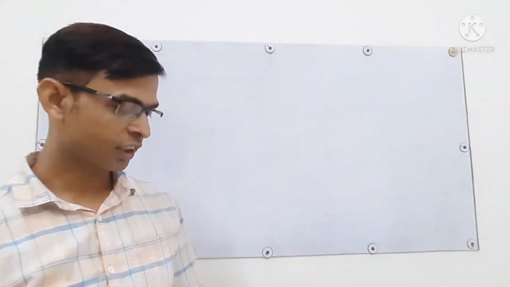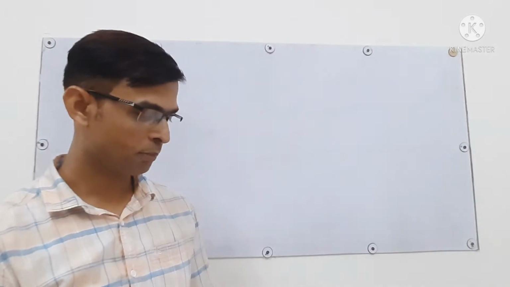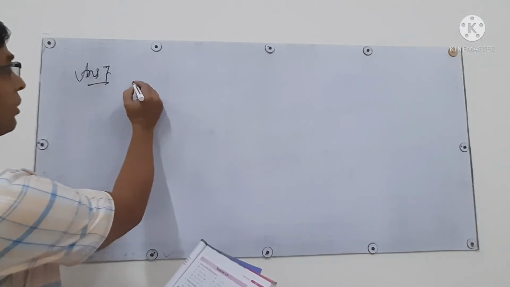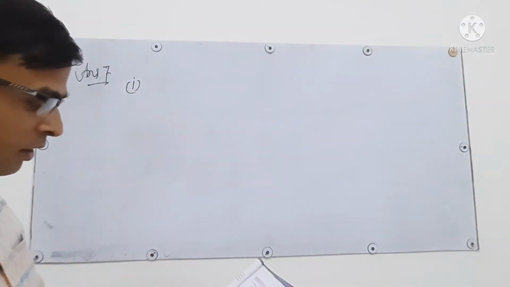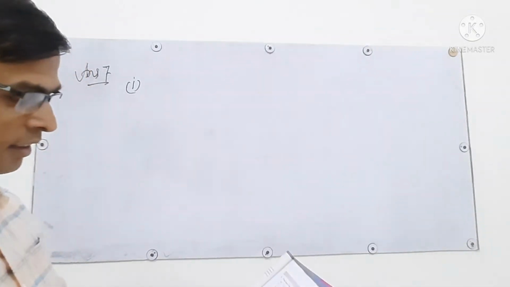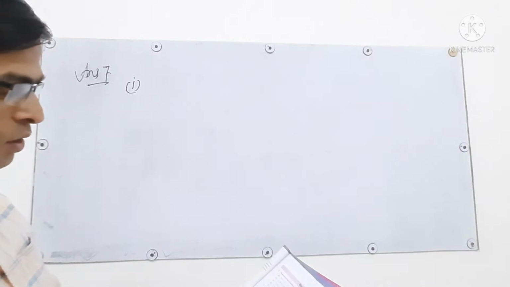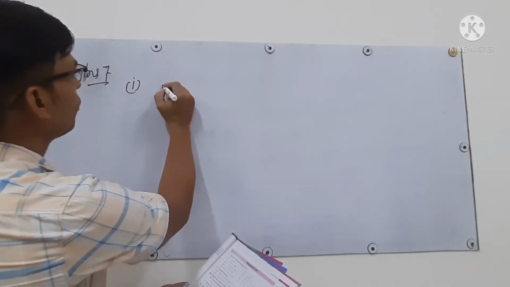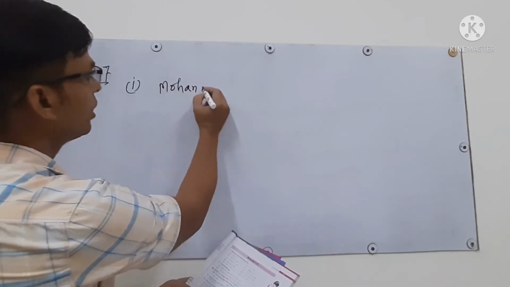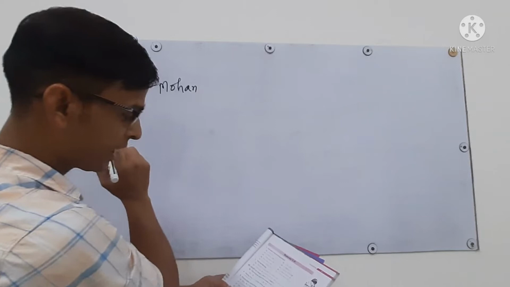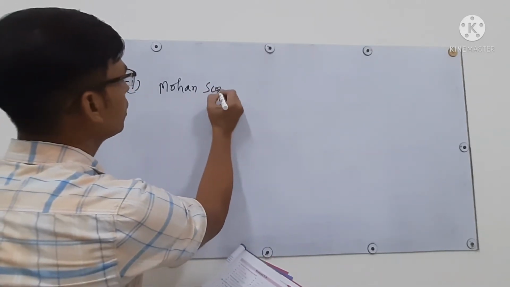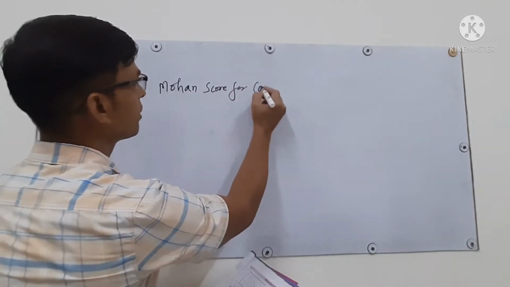Here 3 parts are given: part first, part second, part third. We will start with the first part. Mohan gets 4 correct and 6 incorrect answers. What will be Mohan's score? What has Mohan answered? Mohan gets 4 correct answers.